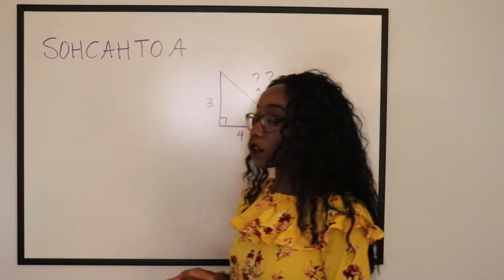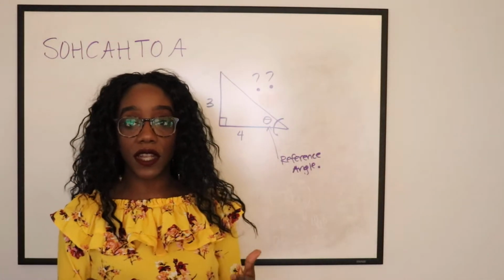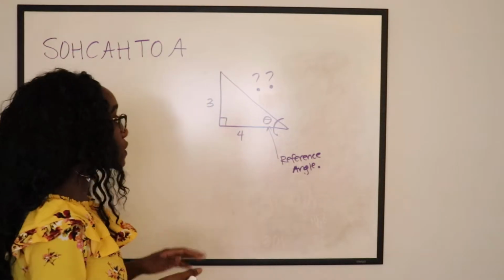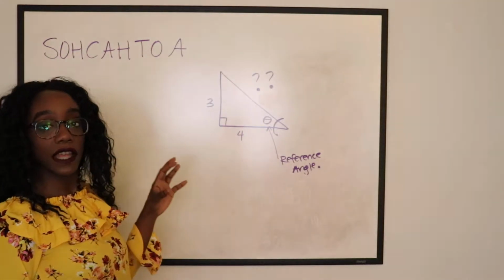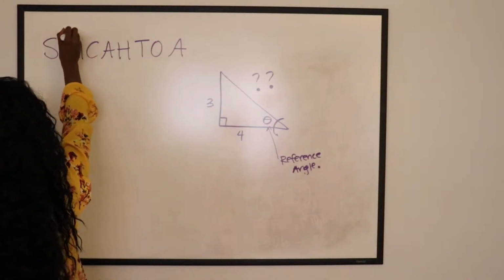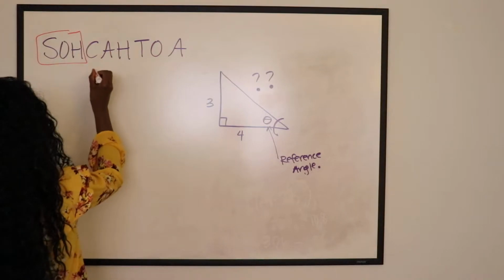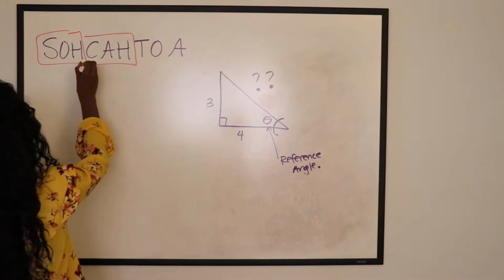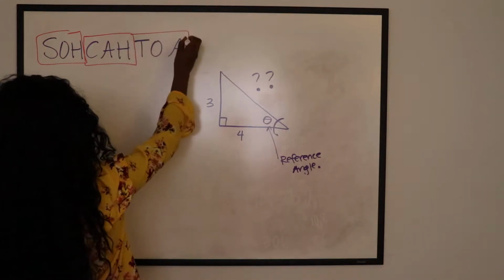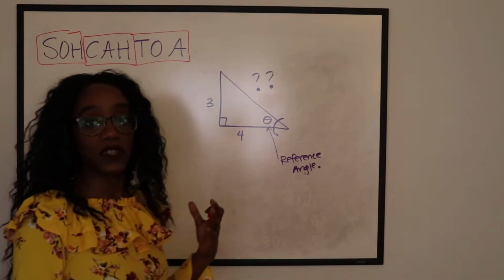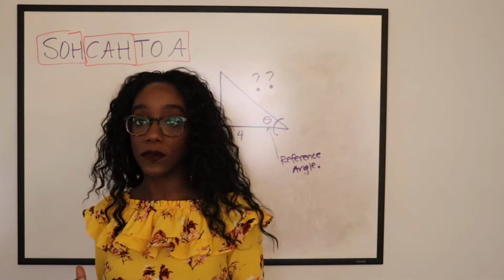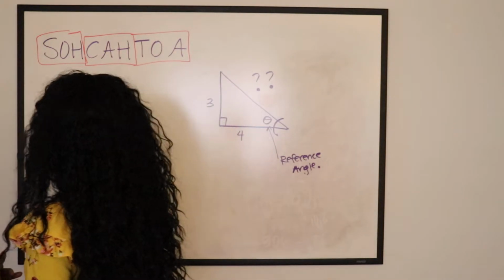So what is SOHCAHTOA? You have three trig ratios. You might have heard of them before: sine, cosine, and tangent. So that's what these stand for. These letters can be broken down into three parts. We have the SO, and this is sine. We have the CA, that's our cosine, and we also have TOA, which is our tangent. So let's talk about what they mean and how to use them. We're going to start with SO.